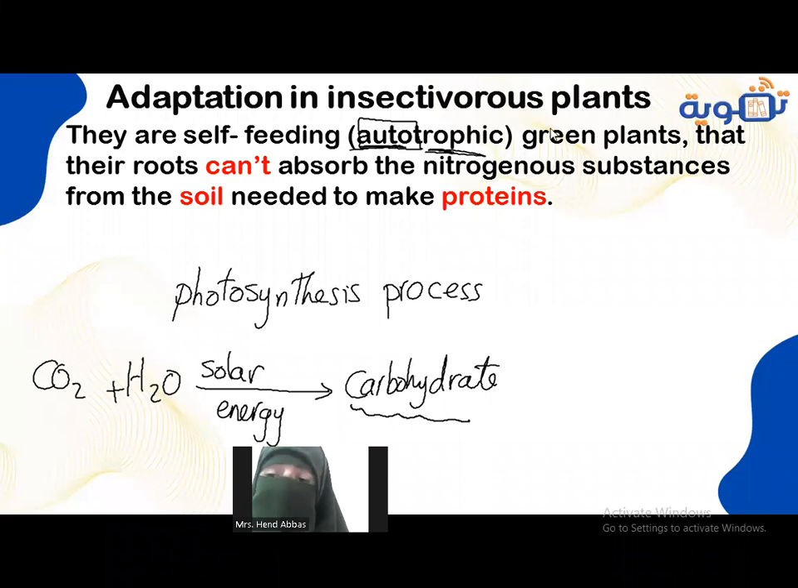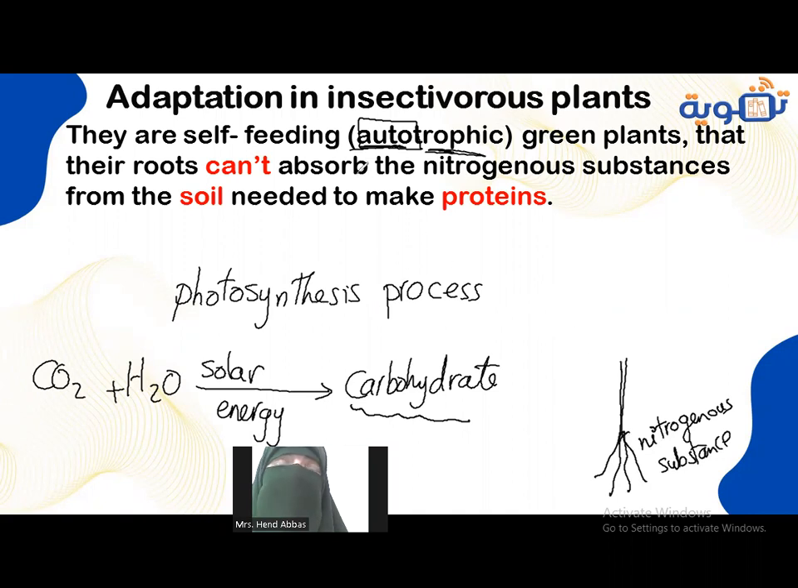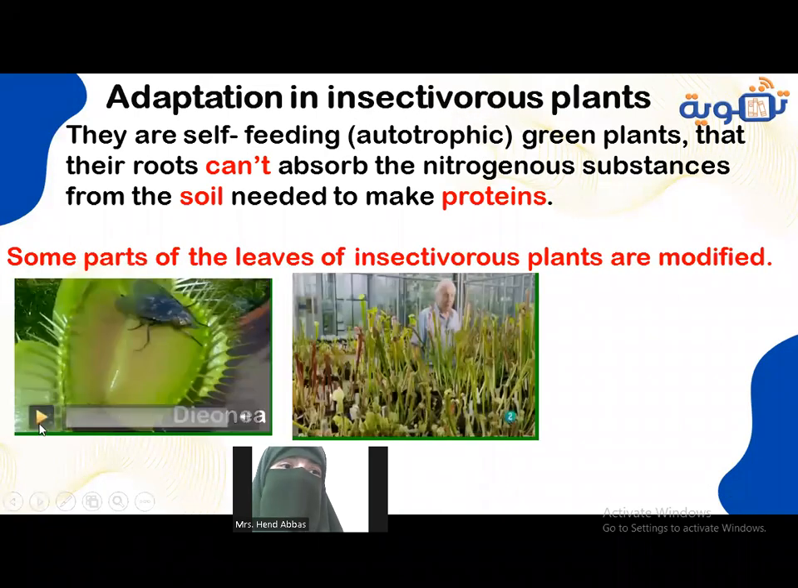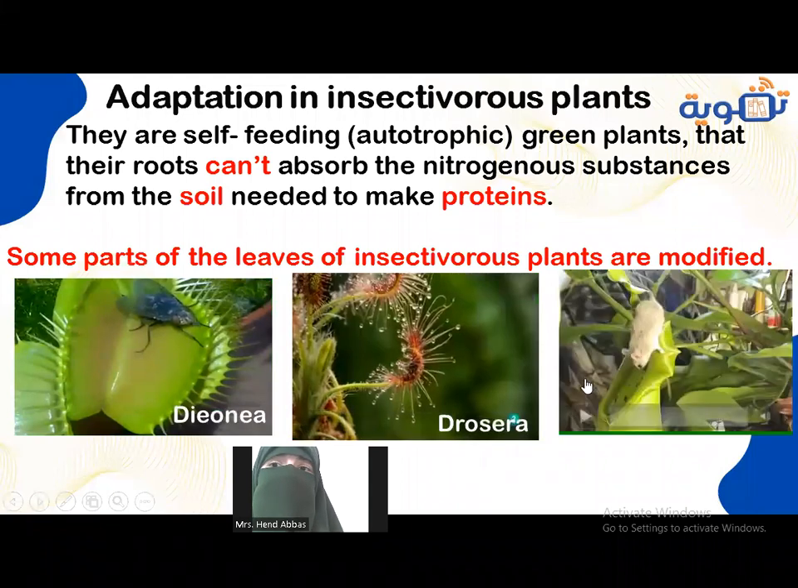Because most of the plants have their roots inside the soil, and their roots absorb the nitrogenous substances from the soil. But what about the insectivorous plants? Their roots can't absorb those nitrogenous substances from the soil. So how can those plants become healthy or make protein? They can make protein by pouncing on insects, by trapping insects and digesting them, then taking the nitrogenous substances from their bodies so they can make protein.